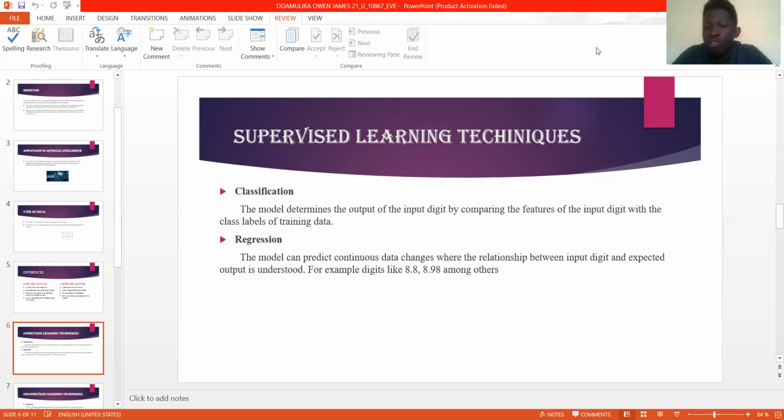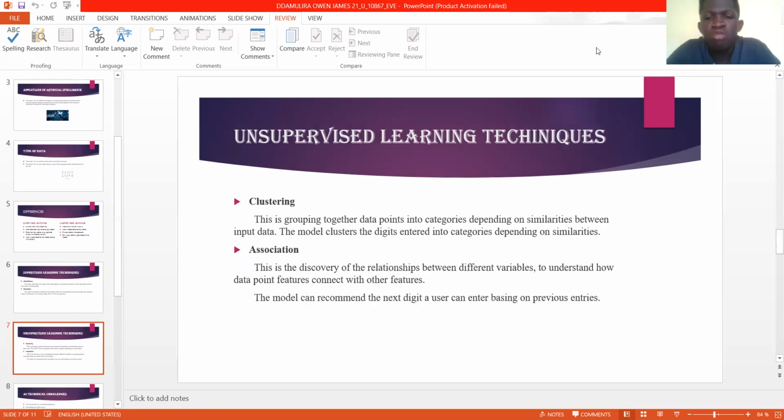Then regression. Regression is able to predict continuous data. For example, for classification, it has been used in classes like 8, 7, 6. But for regression, we are giving continuous data changes like 8.8, 8.4, 8.9, and so those are not classes. These are real values. So that's what we mean by regression. It's predicting continuously. So that's another technique in supervised learning.